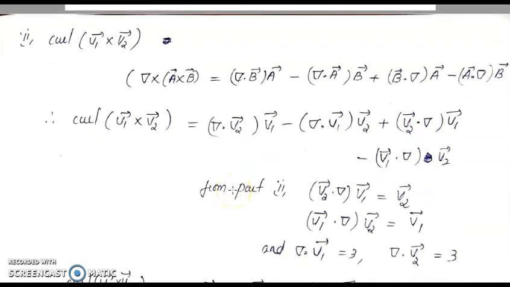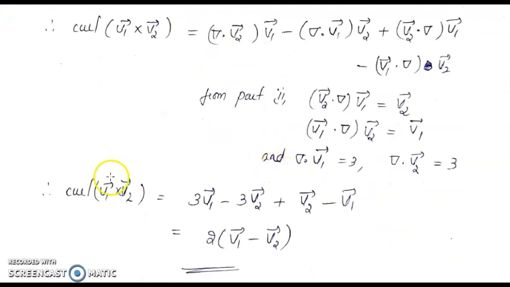Now let us take del dot V1. The components of V1 are x minus x1, y minus y1, z minus z1. So when you take del dot V1, you are going to get 3, since the derivative of each component will be 1. So del dot V1 is equal to 3. Similarly del dot V2 will be 3.